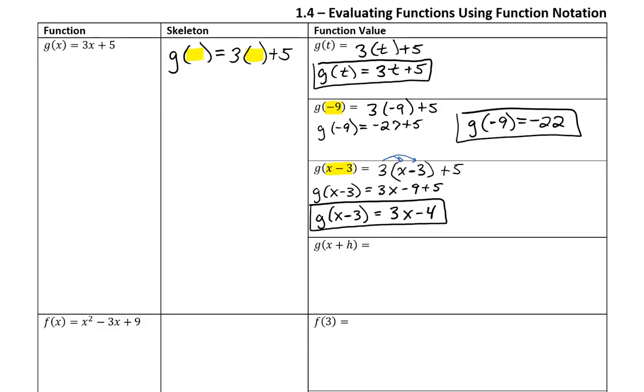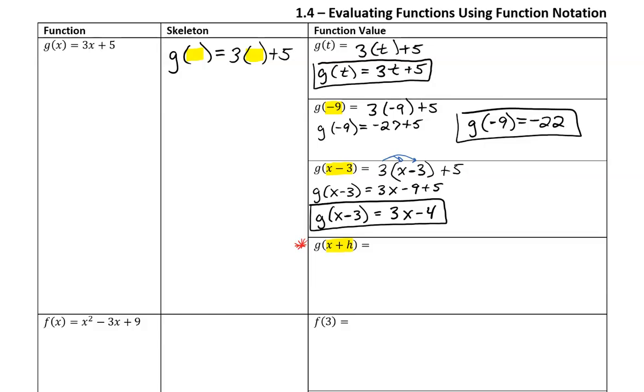Now the last one. And this last one is very important. This is something you'll use in your future classes. So we have g of x plus h. So not only do we have an x again, but I now only have a variable that I'm adding, right? I'm not plugging in a number like we did in the last one. That x minus 3, we had a number being subtracted. In this case, we have 2 variables that we're plugging in with this addition in between.